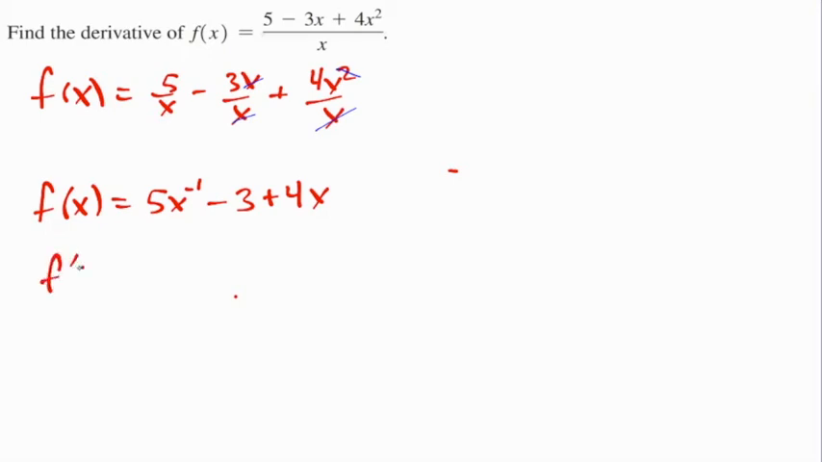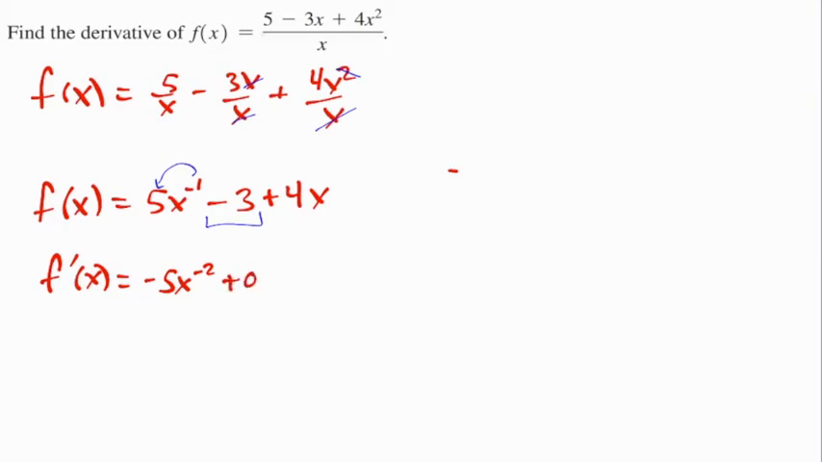And now f prime is the derivative of each term, so we're going to multiply the exponent by the coefficient. That gives us negative 5x. And when you have negative 1 in the exponent and you subtract 1 more, that puts you at negative 2. And now we can say, what's the derivative of any constant? What's the slope of a horizontal line? And that would be 0.